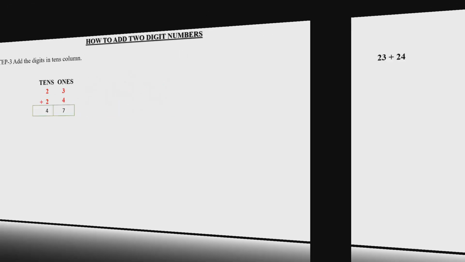Let's add it through expanding. We have two numbers 23 and 24. First step, write 23 in expanded form. 20 plus 3. Second step, write 24 in expanded form. 20 plus 4. Step 3, add the tens digits 2 of 23 and 2 of 24 together. Means 20 plus 20.